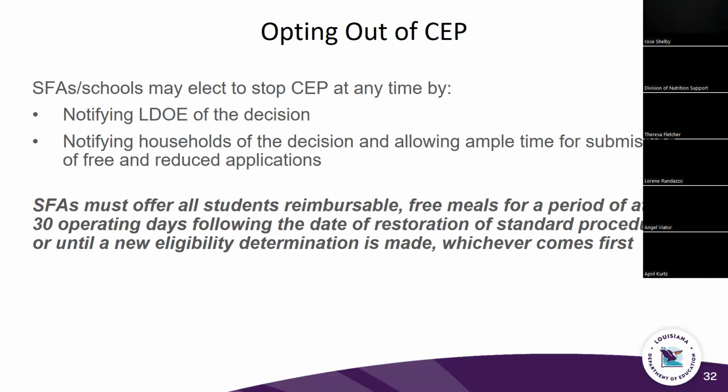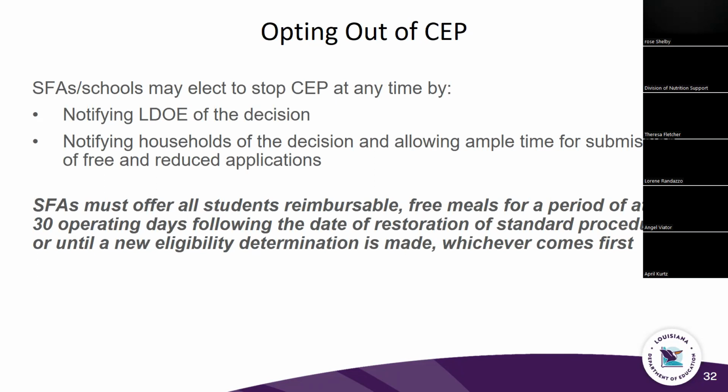Opting out of CEP. School food authorities may elect to stop CEP at any time by 1. Notifying the Louisiana Department of Education of the decision. 2. Notifying households of the decision and allowing ample time for submission of free and reduced applications. School food authorities must offer all students reimbursable free meals for a period of at least 30 operating days following the date of restoration of standard procedures or until a new eligibility determination is made, whichever comes first.